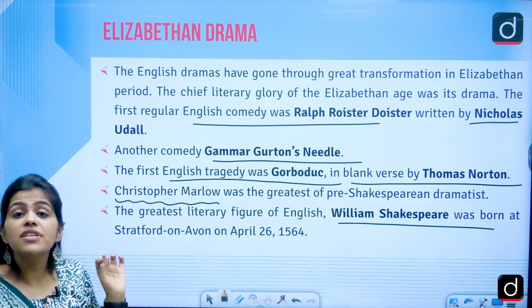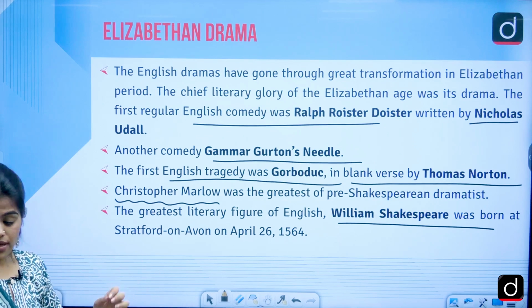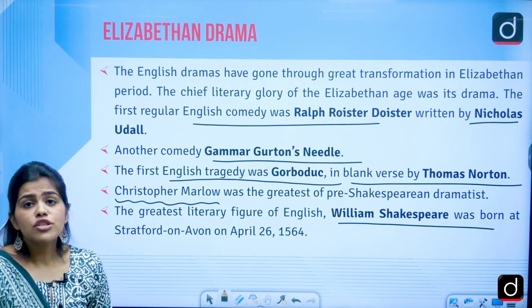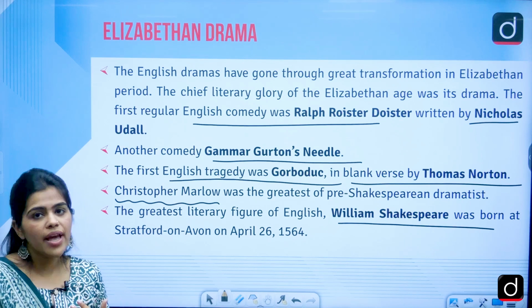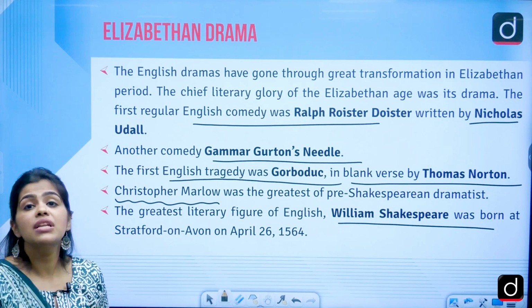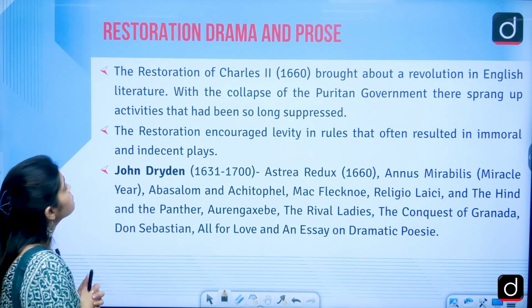I'll try to give the summaries, and also we'll read a few lines because lines are also asked from William Shakespeare in the match the following. So you should at least read Macbeth, Othello, and The Tempest. These are the texts that you cannot leave before you appear for your examination, right?